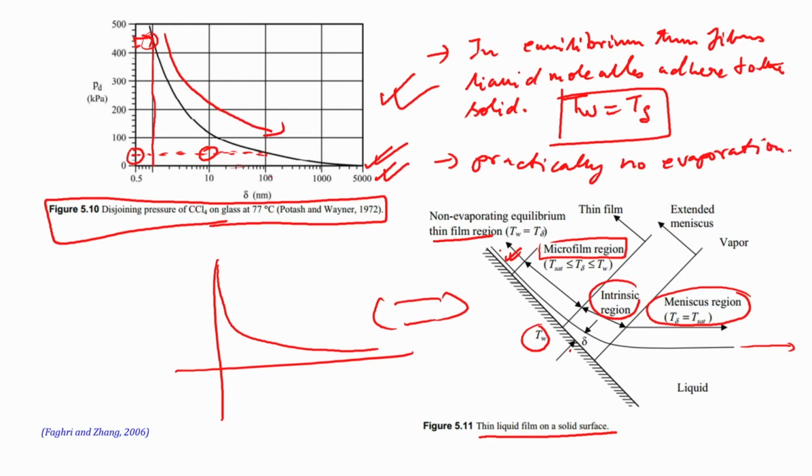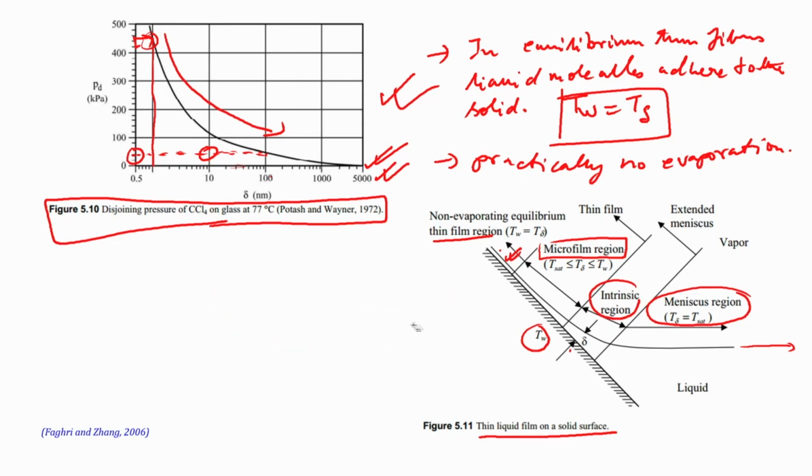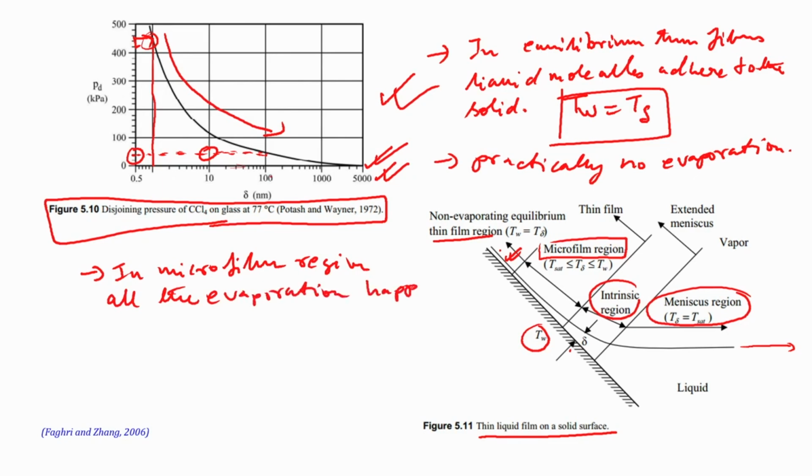Now, in that thin film region nothing happens. It is in the microfilm region where many things start to happen. So, let us remove this so that we can write a few things over here. In the microfilm region, all the evaporation happens. Got it?